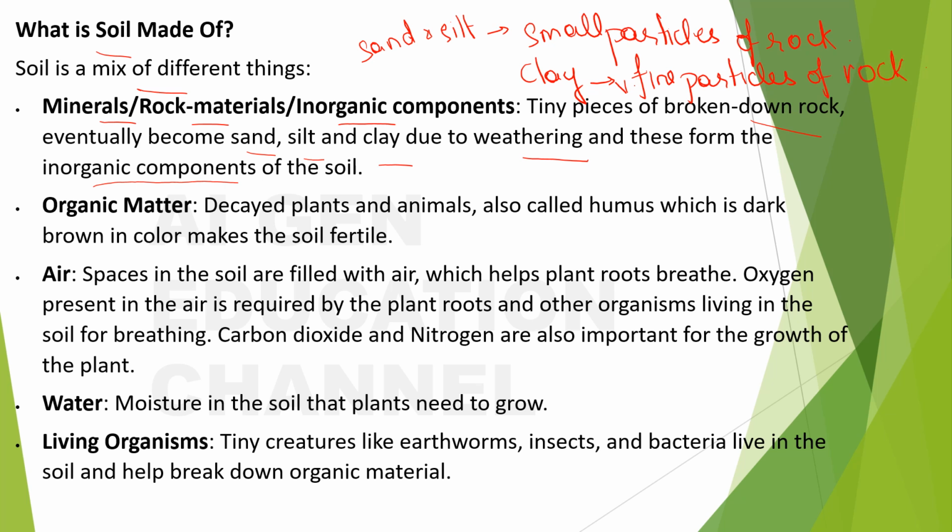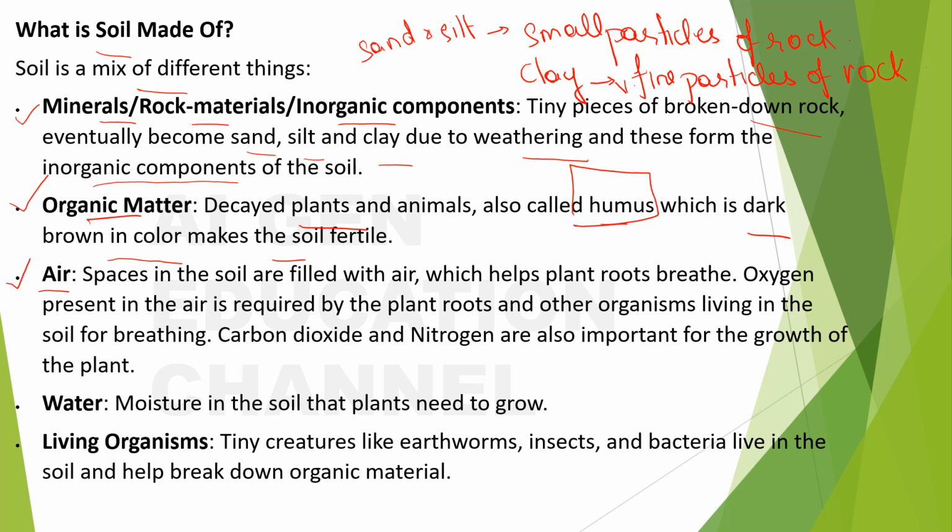Okay. Now, organic matter. We are done with inorganic components. Next is organic matter. Decayed plants and animals, also called humus, which is dark brown in color and makes the soil fertile. This is called organic matter. So soil is made up of not only these inorganic components, minerals or rock materials, it also has organic matter, called humus, which is dark brown in color and makes the soil fertile.